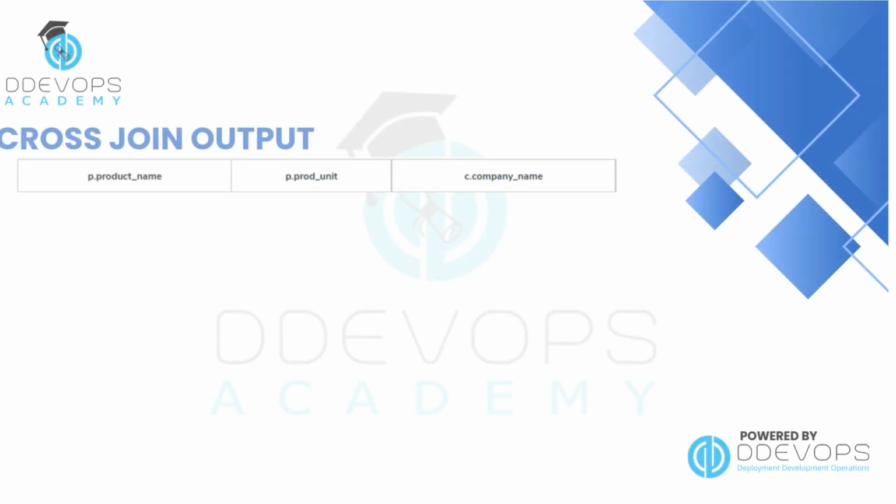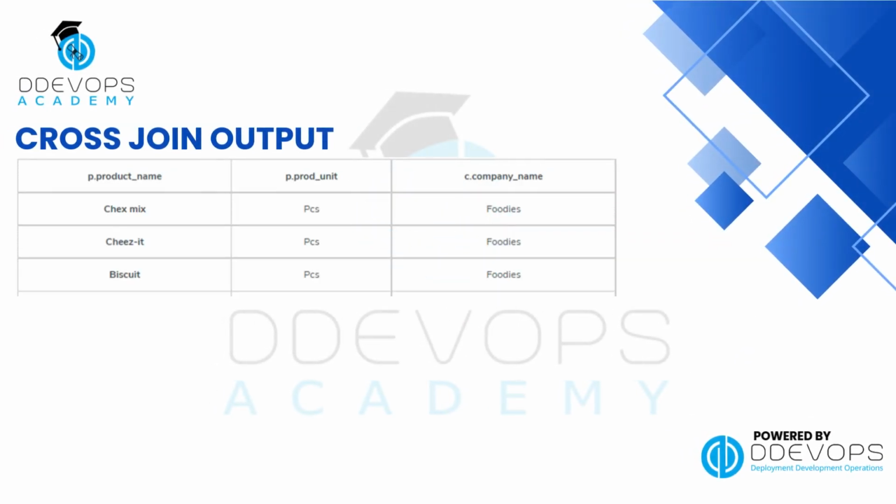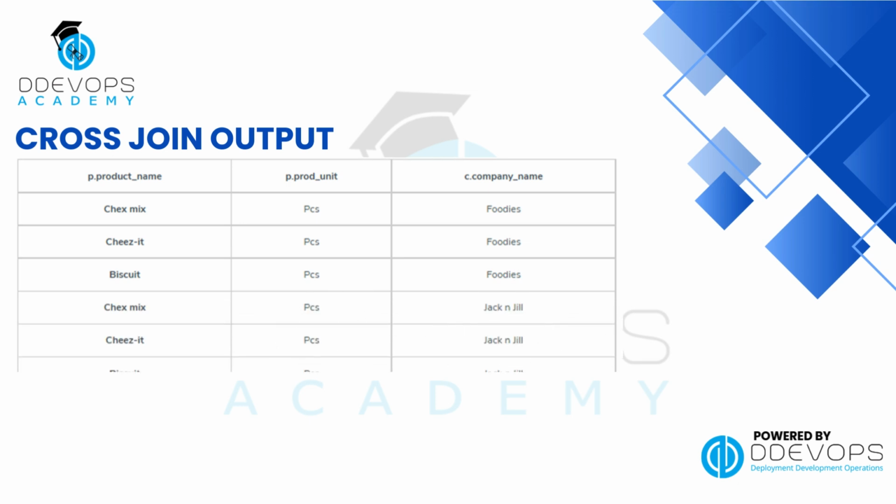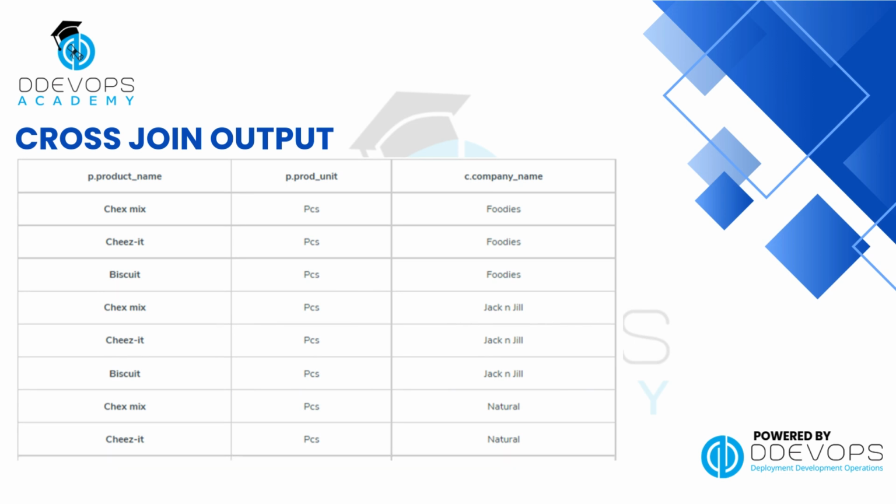Here's what a cross join looks like in action. Every product is paired with every company, regardless of any matching condition. So with 3 products and 3 companies, we get 9 combinations. This is useful when exploring all possible pairings, like testing compatibility or generating combinations for analysis.